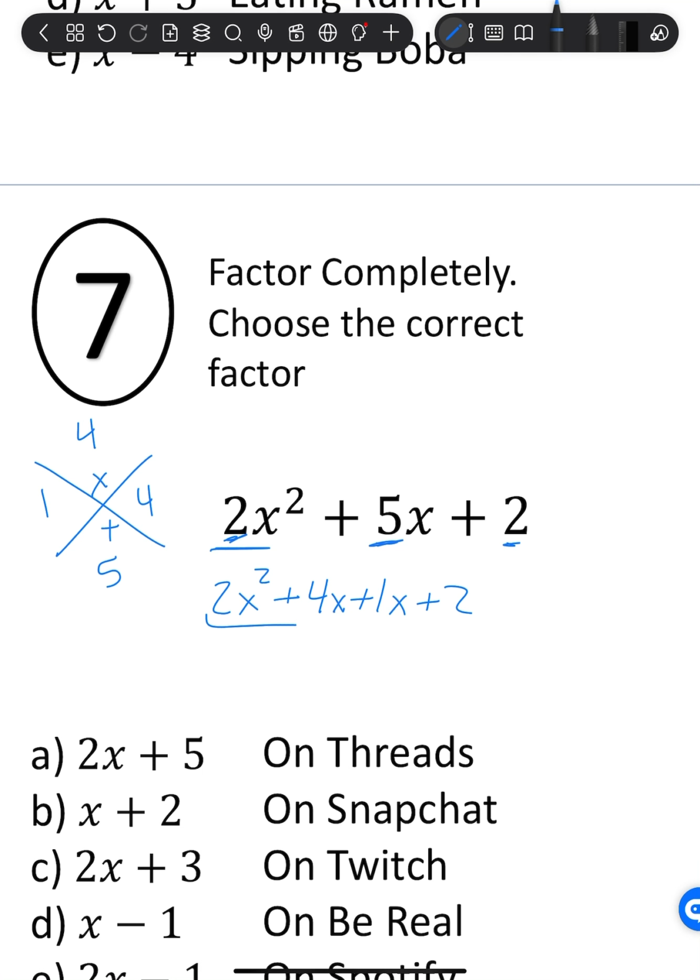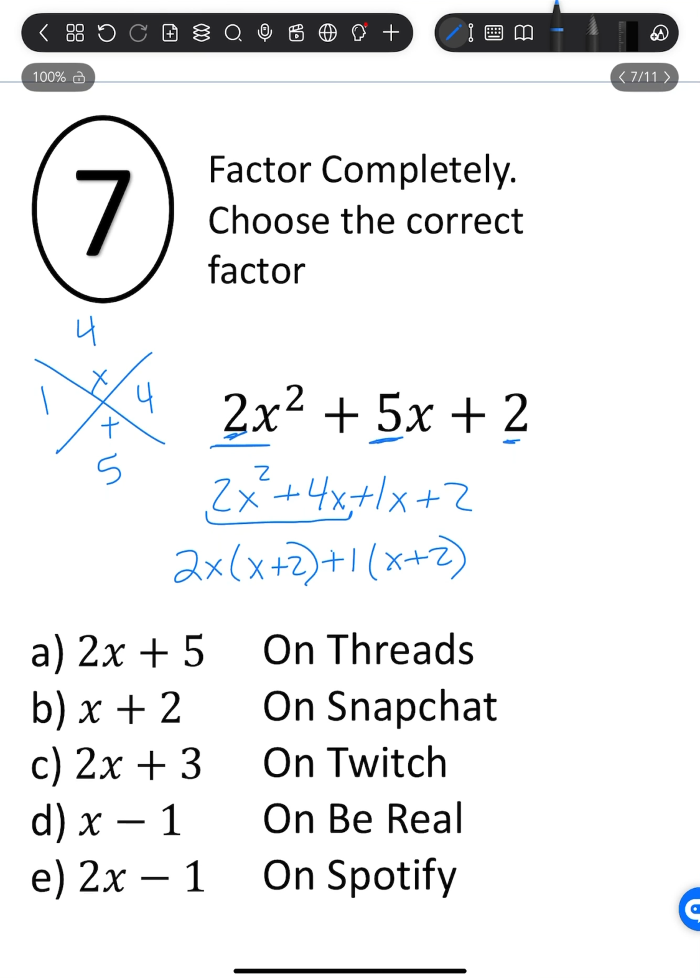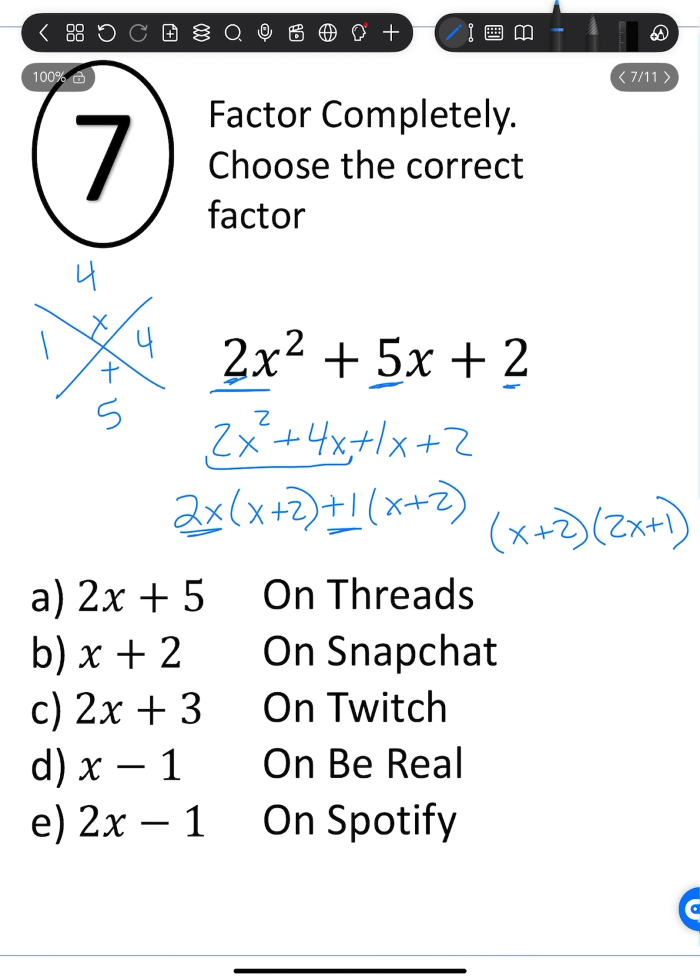Okay. Matching with our first two, we can take out a 2x from both, leaving us x plus 2. Then from our next one, we can take 1 out of this one, leaving x plus 2. Okay, same thing that we've done, x plus 2 times, taking out our 2x and 1, times 2x plus 1. Then we had a match there, x plus 2 is on the answer list.